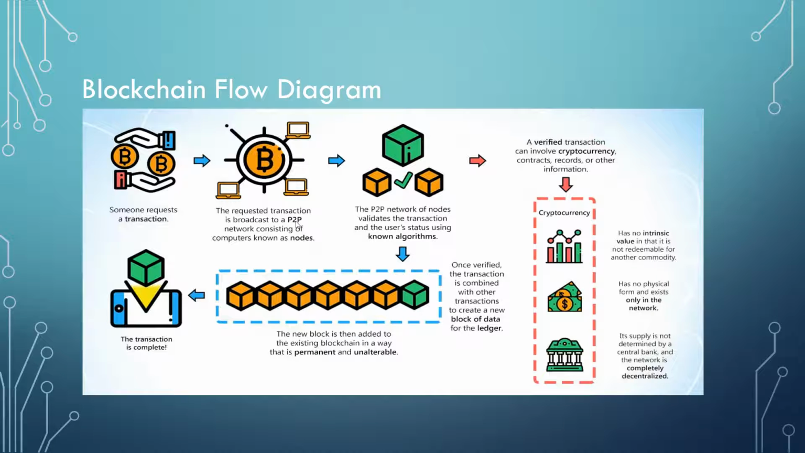The way we understood in the previous slides, let's say someone initiates a transaction, so it will be broadcast in the P2P network that contains various nodes. The P2P network of the nodes validates the transaction and the user status using known algorithms. Once verified, the transaction is combined with other transactions to create a new block of data for the ledger. The new block is then added to the existing blockchain in a way that is permanent and unalterable, and the transaction is completed.